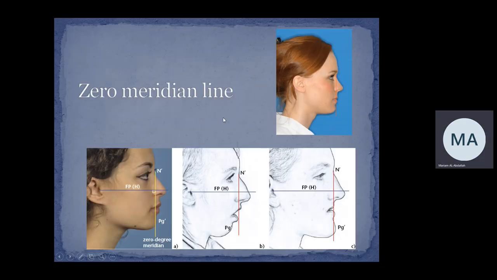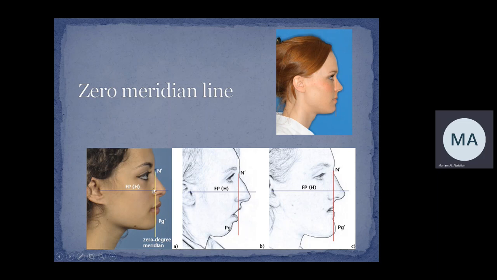Zero meridian line is a line that is drawn perpendicular from soft tissue nasion to the Frankfurt plane. Soft tissue nasion is the deepest part of the bridge of the nose. It's not the glabella. Glabella is between the eyebrows. Nasion is the deepest part of the bridge of the nose.